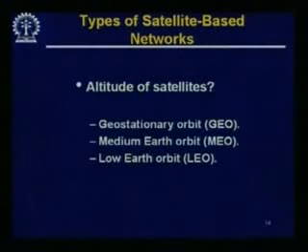And what about the altitude of the satellite? How far are they from the earth? As I mentioned earlier, this has significant implication in terms of the time it takes for the signal to travel. So, satellites are usually classed into three different classes: geostationary orbit satellites, GEOs, medium earth orbit satellites, MEOs, and low earth orbit satellites, LEOs. Out of all these, GEO is the most common one.